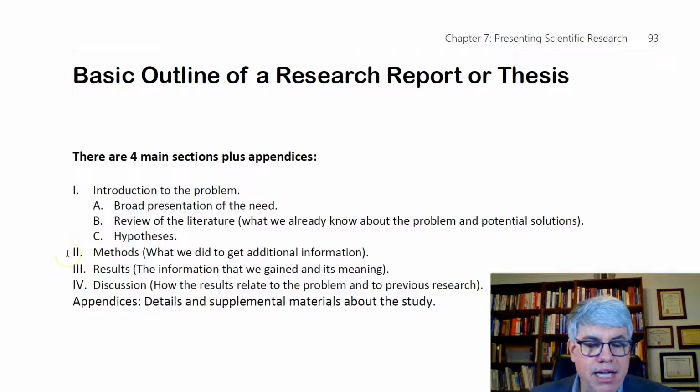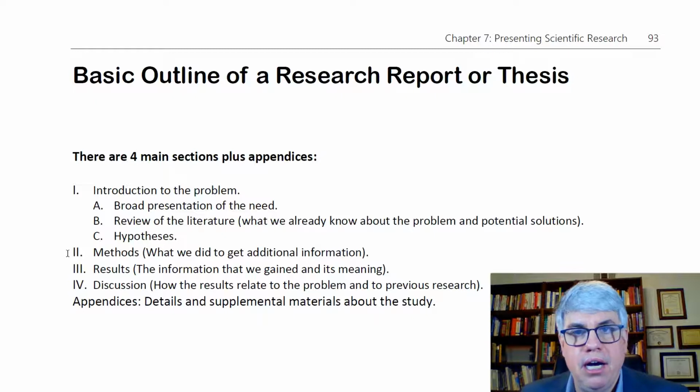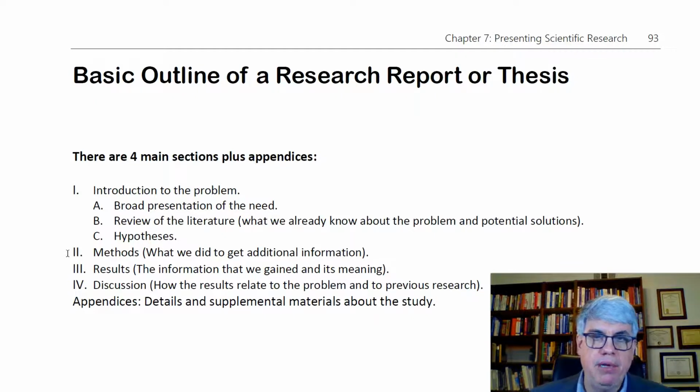The second section is the methods. That's what you did to get additional information. And you're trying to write this with enough detail so that somebody could read the methods section and reproduce it and get the same results as you did if they used a sample from the same population. So it needs to be really specific and cover a lot of the details of what you do.